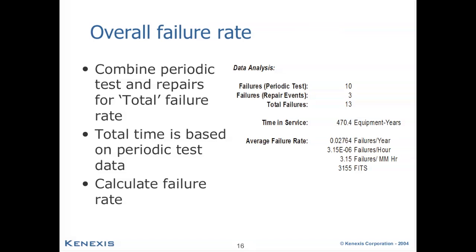In determining an overall failure rate, we will take a look at the periodic test and the repairs, and note the number of failures within each of the events. We will combine those failures and then compare that against the total time of the equipment, and that will be based upon the periodic test data. From there, you should be able to calculate failure rate based upon the number of failures and the equipment time, as you see here, subdivided into failures per year, hours, millions of hours, or FITs as you see fit for your particular application.